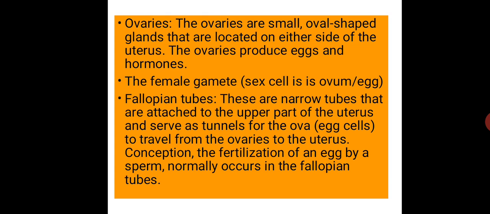Okay, so the fallopian tube. What happens at the fallopian tube? Fertilization. Very good. So what is fertilization? Fertilization is the union of the sperm and the egg to form a zygote. Very good.